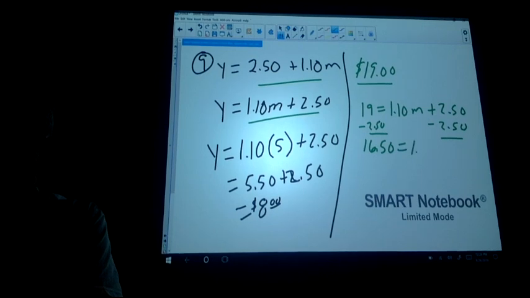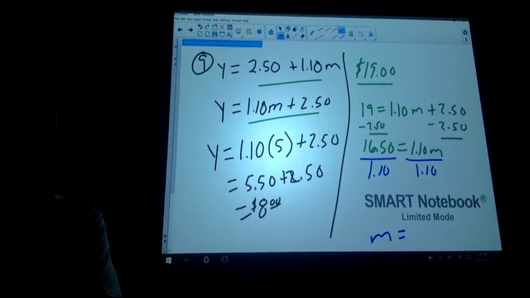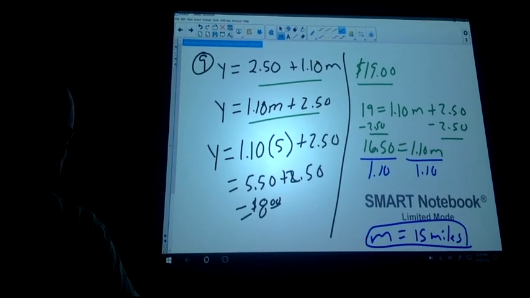And then I'm going to have that. How do I get m by itself now? Divide, so I'm going to divide both sides by 1.10. How much? Comes out to 15? So it looks like you, with your $19, can travel a whole 15 miles. So what's 15 miles?